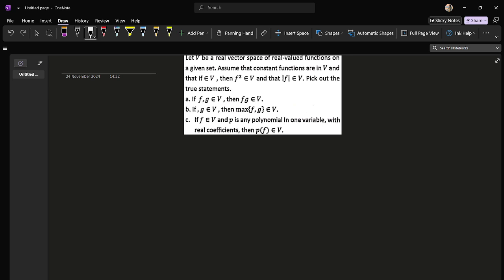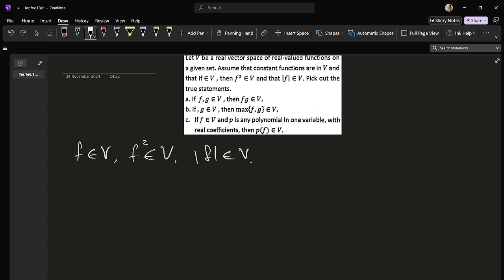So the question says that let V be a real vector space of real valued functions on a given set. We have to assume that the constant functions are in V and that if f belongs to V (that's a typo in our question), then f square will also belong to V, and that mod f will belong to V.